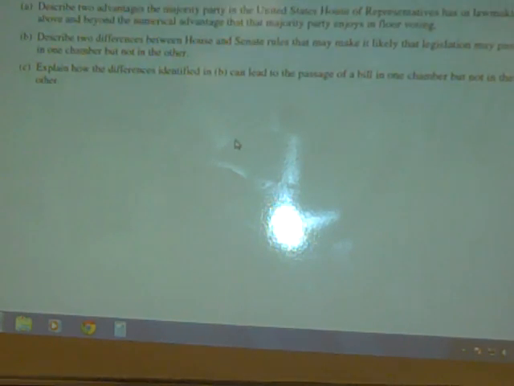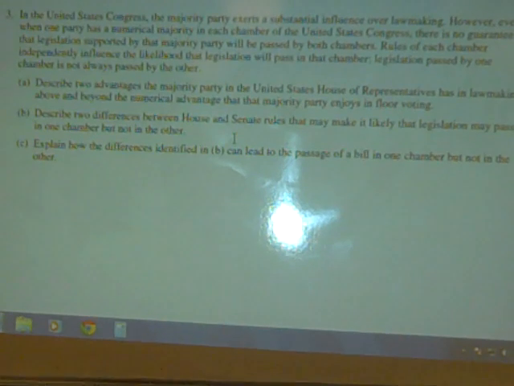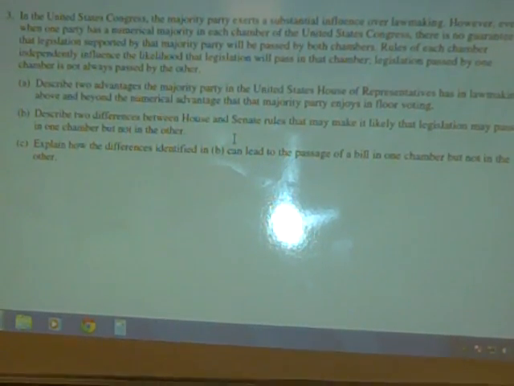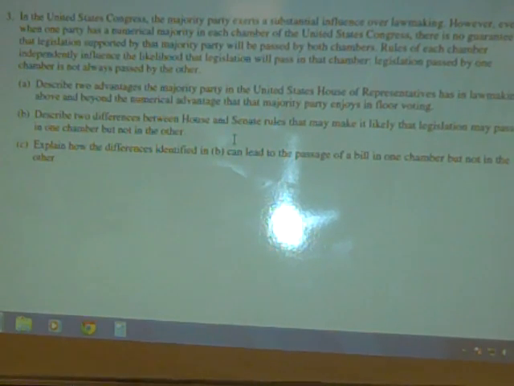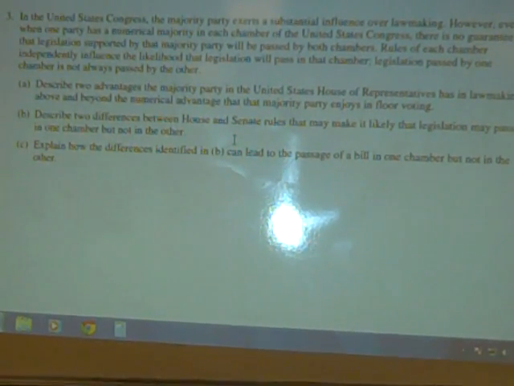Notice there's a lot of choices, and I think they wanted 2. All right, 3 says the United States Congress, the majority party exerts a substantial influence over lawmaking. However, even when one party has a numerical advantage in each chamber of the United States Congress, there is no guarantee that legislation supported by that majority party will be passed by both chambers. I bet they're going to ask me about the filibuster, or I bet that's one of the answers, because that's how the minority party can block things in the Senate.